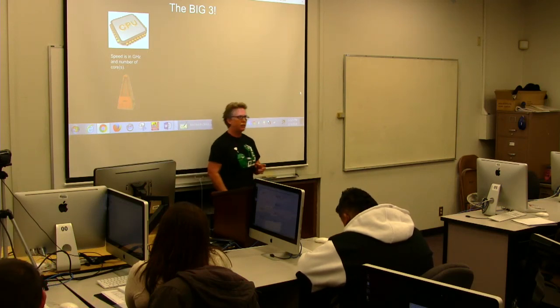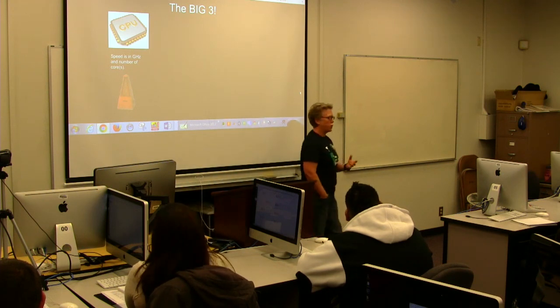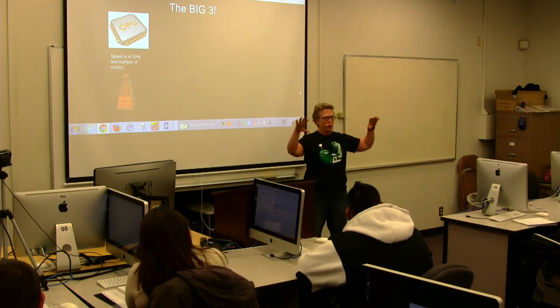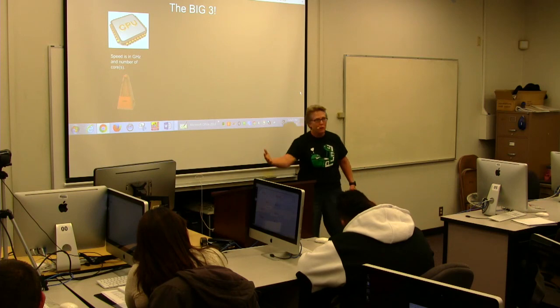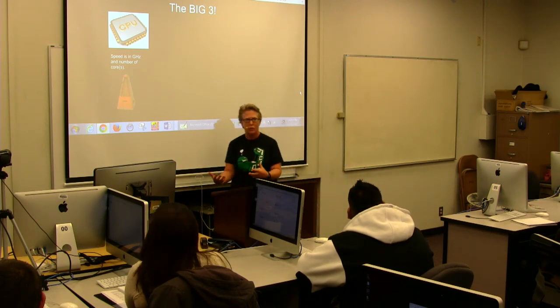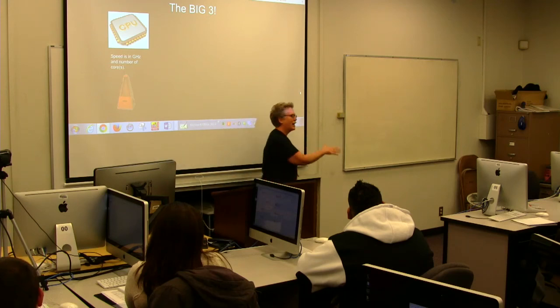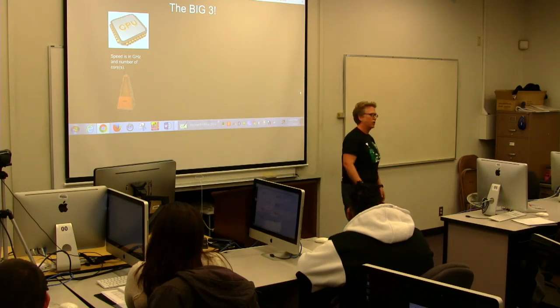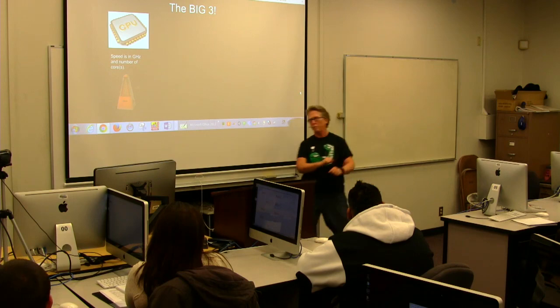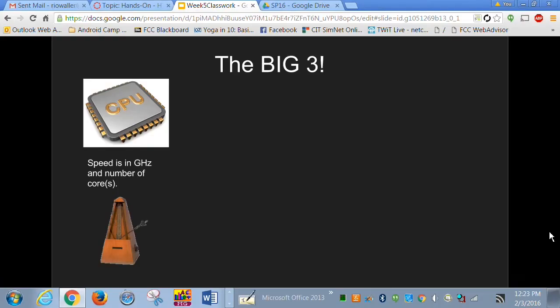Here's the dirty little secret in the industry, though. Most software doesn't take advantage of all these cores now. We keep building all these cores into processors, but software hasn't kept up yet. Software lags behind in taking advantage of all these cores. You with me? Okay. So for the processor, we measure speed in gigahertz and the number of cores. Good? You got something in your notes about that? So the first big device is the CPU, okay?